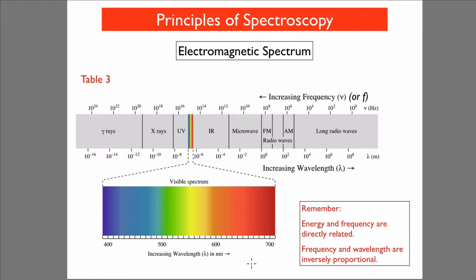Let's think back to the electromagnetic spectrum. Remember, you've got frequency and energy increasing as you go from radio waves through microwaves, infrared, UV, X-rays up to gamma rays, and you've got the wavelength increasing the opposite way as we go from gamma rays through X-rays to the radio waves. So energy and frequency are directly related. Frequency and wavelength are inversely proportional. And you certainly have to know the visible spectrum, 400 to 700 nanometers.